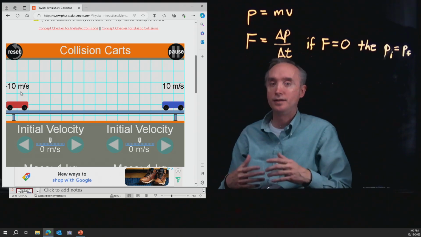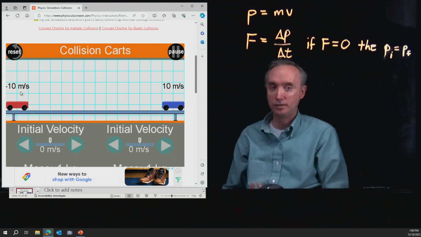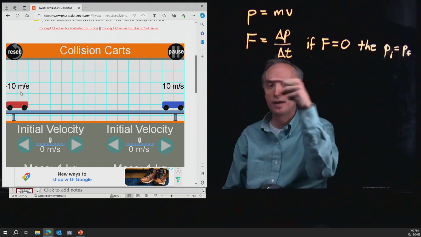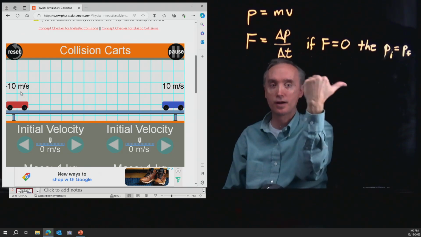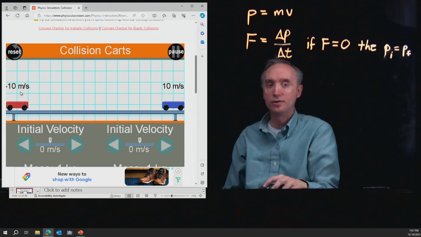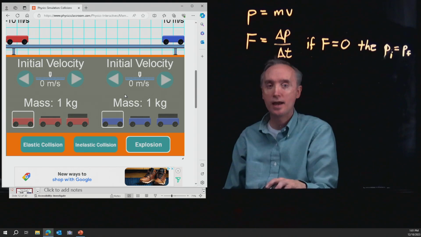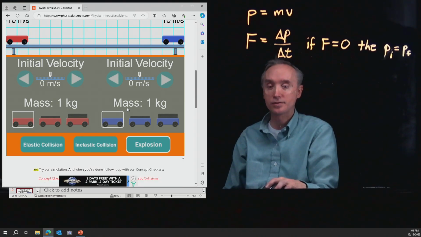What does the negative 10 mean? That means that it's going in that direction. A positive number means it's going in this direction. Now, did you notice that they were both equal and opposite? So why is that true? It's going to be because they have the same mass.